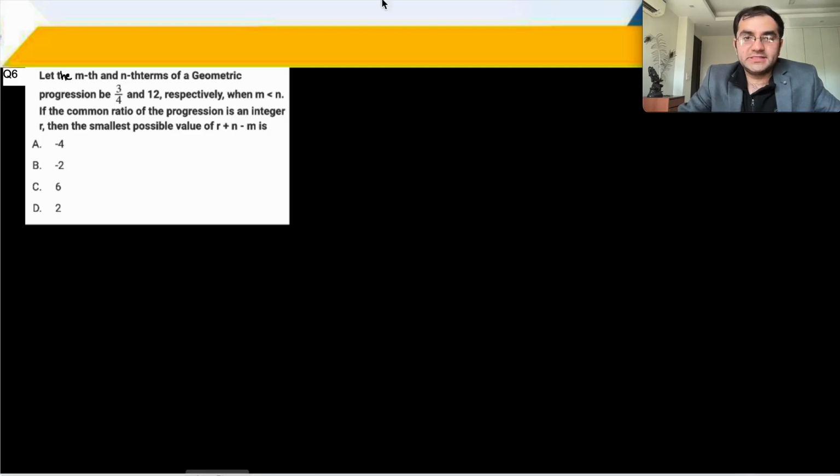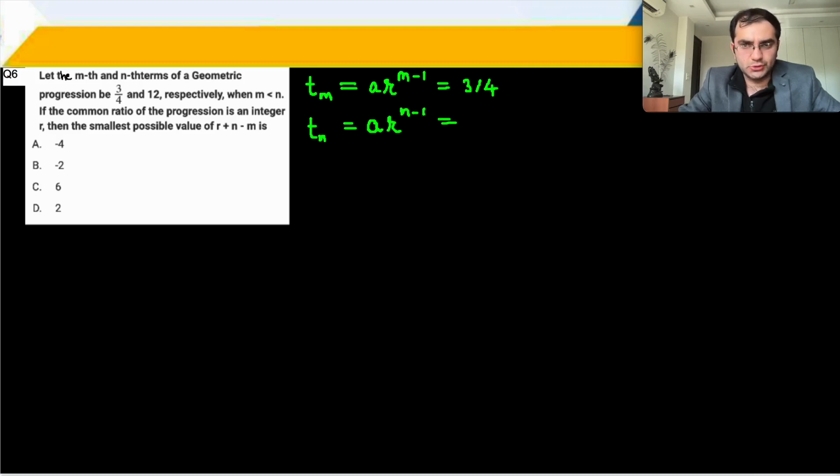Alright, again this is a tougher question based upon pure algebra, because it's not a basic question to form equations and solve. So you have a GP, mth term is 3 by 4. So formula is AR power m minus 1, R is common ratio, which is 3 by 4. Then you have the nth term is AR power n minus 1, which is 12. So therefore what is now happening is that n is greater than m, right? N is turning out to be greater than m.